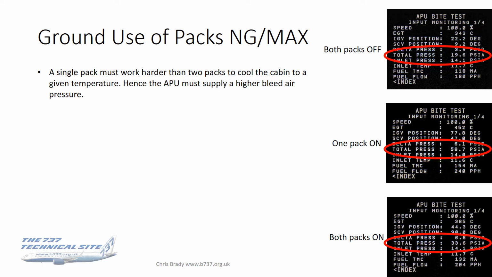If that pack's got to do much more work, the APU must supply it a higher bleed air pressure, and that you can see on the total pressure fields, which I've highlighted in the red ovals there. So with both packs off, you're around 19-20 psi. With a single pack, you're up at 58. But with both packs, that bleed air pressure is down to 33 psi. So you can see there clearly there's less bleed air pressure with both packs than with one.